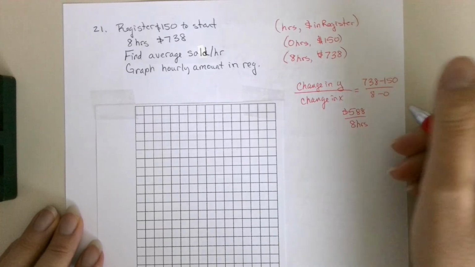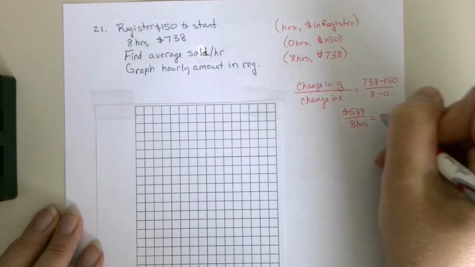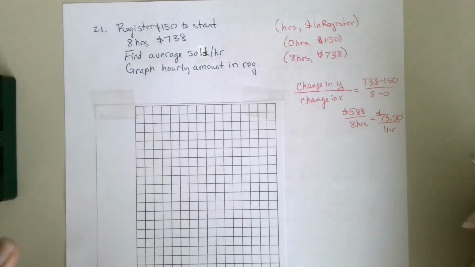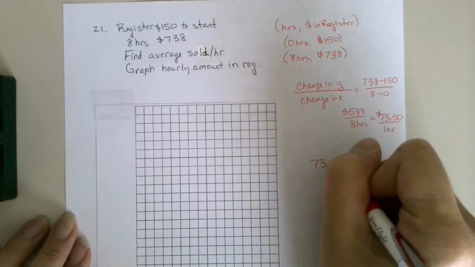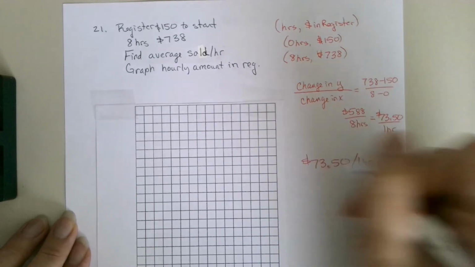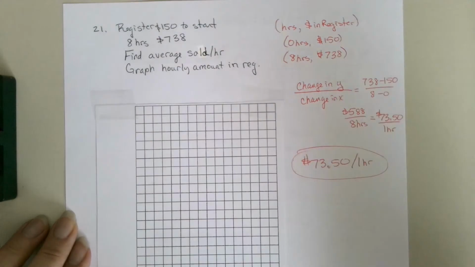We can reduce that or divide it out, and we get $73.50, and that'd be dollars for every 1 hour. Now, that's it. That's my rate of change, $73.50 for every 1 hour. That's our average, where we balance out the highs and lows. So that's good. Now, it asks us to graph that.